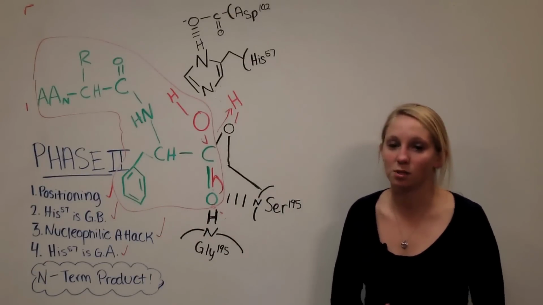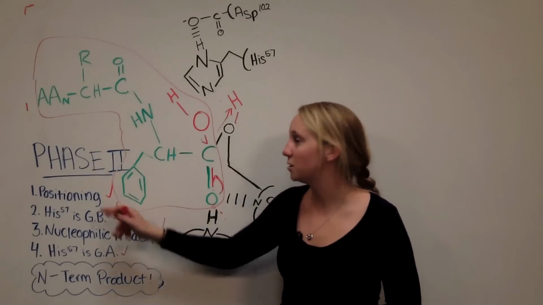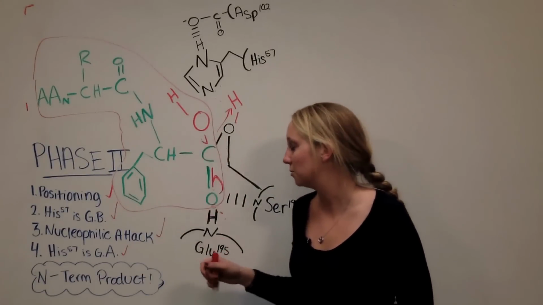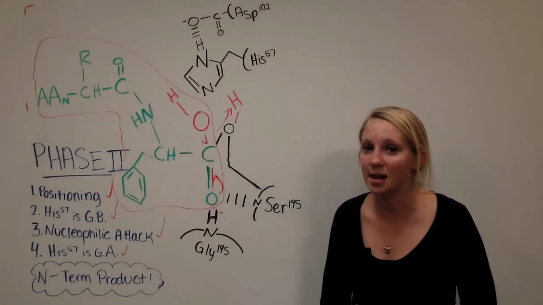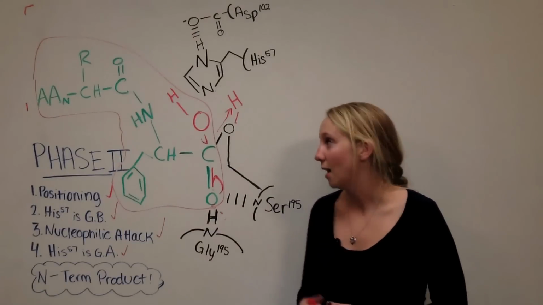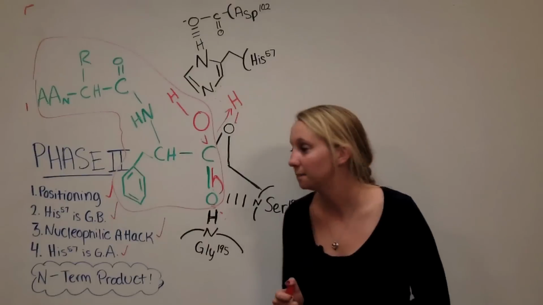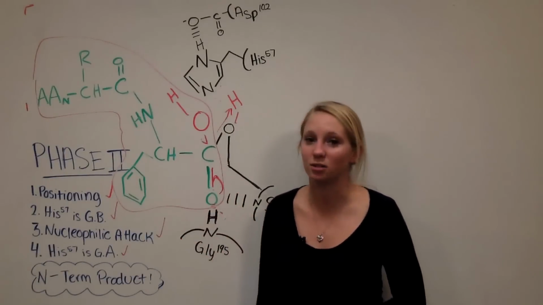In the first phase, it was the positioning of the polypeptide chain in the enzyme. In phase 2, it was the positioning of the water molecule. Next, we had histidine acting as a general base to take a proton from something. In the first case, it was taking the proton from serine. In this case, it was taking the proton from water. Then we had a nucleophilic attack of the carbonyl group in each case.